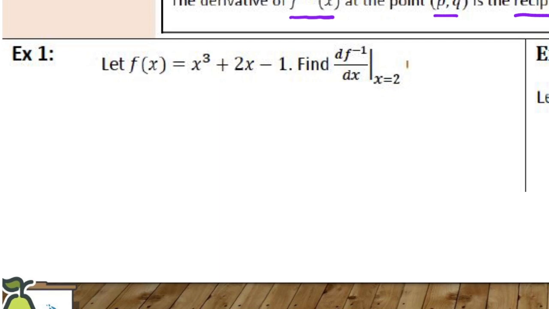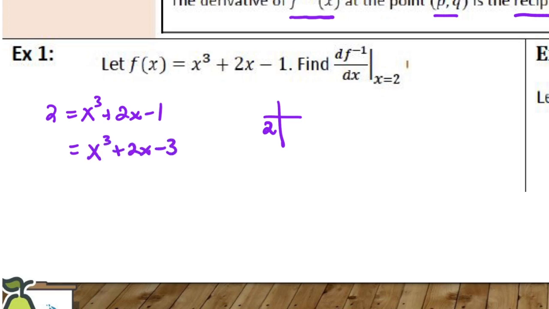We're going to find first our value when we have x is 2. What is the y value so that we can substitute that value into our derivative? Take 2, set it equal to x cubed plus 2x minus 1. Do a little bit of magic. x cubed plus 2x minus 3 tells us that x must be equal to 1. So if x is equal to 1, when you set it equal to 2, then the point that we have for x and f inverse of x is going to be 1.